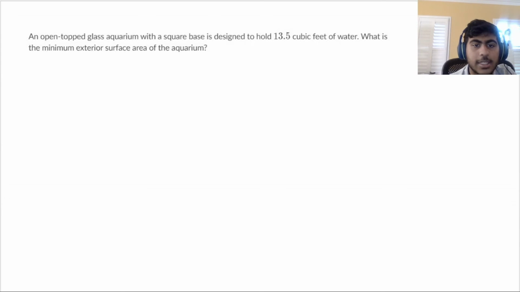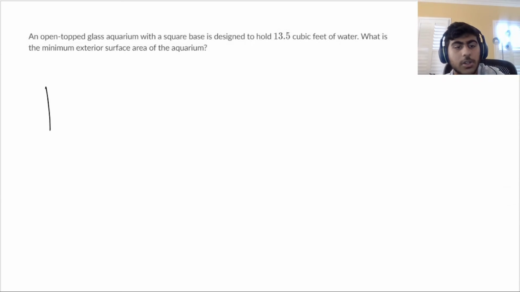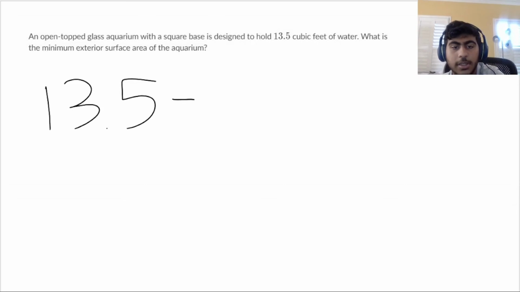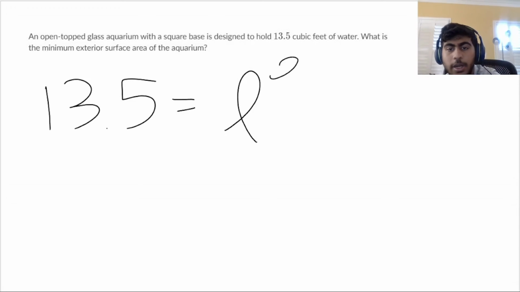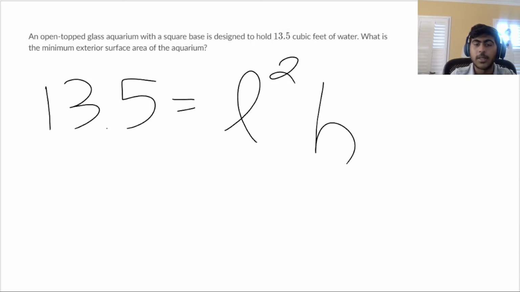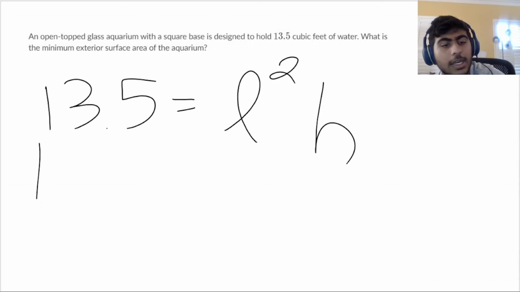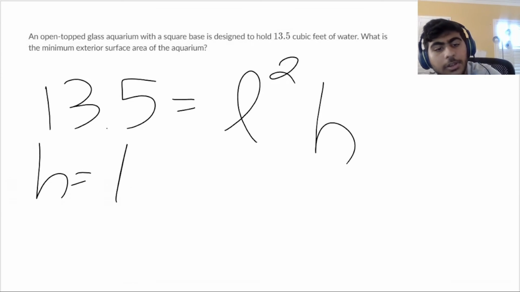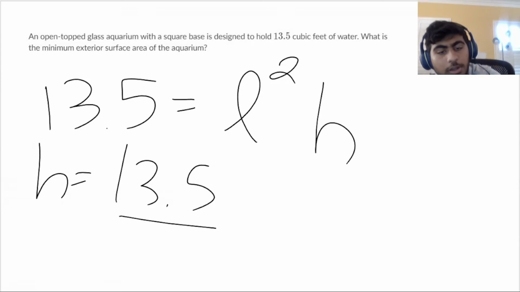So here we have an open-topped glass aquarium, right? So it's going to have the square base at the bottom, and then 4 separate sides, no top, and it's designed to hold 13.5 cubic feet of water. We're trying to find the minimum exterior surface area of the aquarium. So the 13.5 is going to be essentially the length squared times the height, the length being the base. Which means that the height is 13.5 over the length squared.